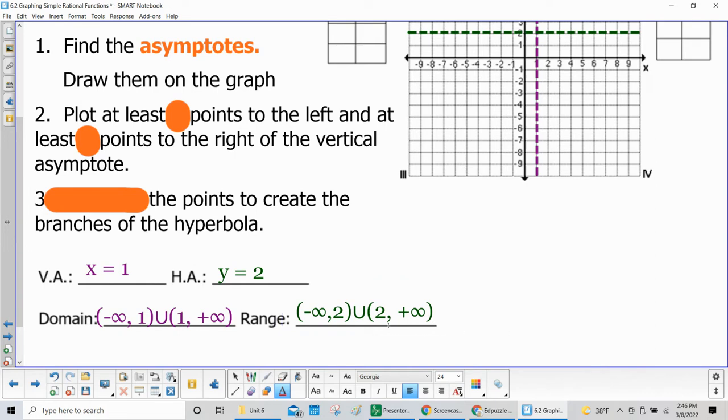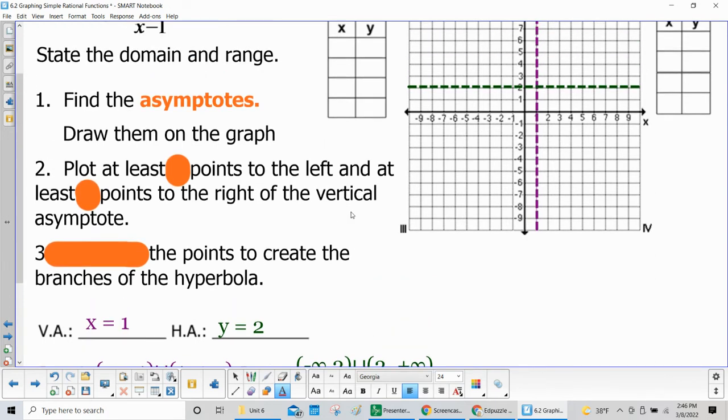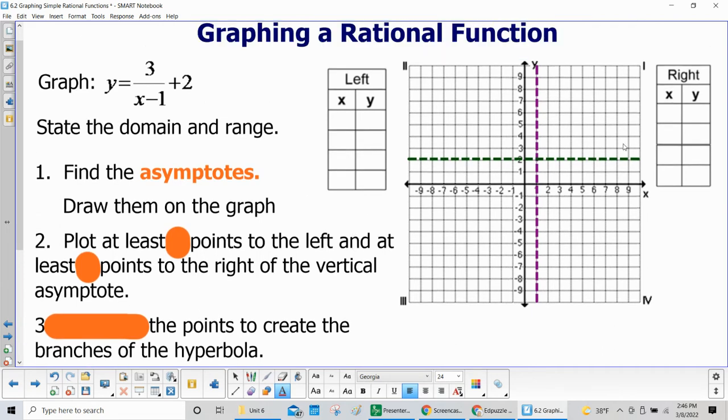But the questions are also going to be, what does the graph look like? So how do I get this? Once I've drawn my asymptotes on the graph, I'm going to plot at least 2 points to the left and at least 2 points to the right of the vertical asymptote. So I want to go here and here. Now they're not going to ever be next to each other. They're going to be kind of opposite each other.